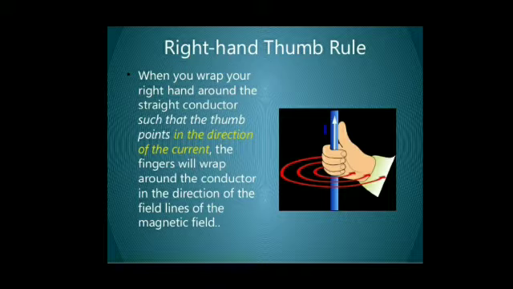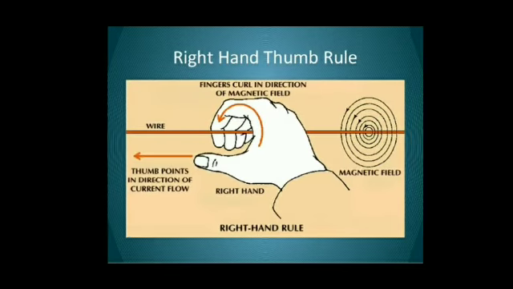So in the right hand thumb rule, you will keep your right hand thumb in the direction of current, and then your fingers will tell you about the direction of the magnetic field. In this diagram you can see the current flowing in the direction of the thumb, or you can say the current is going from right to the left hand side.